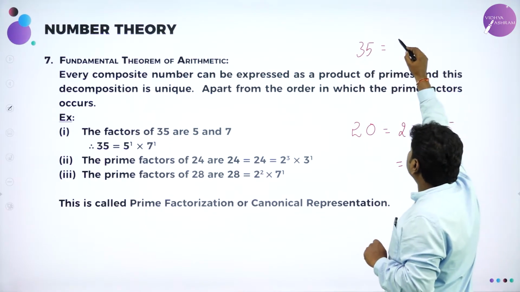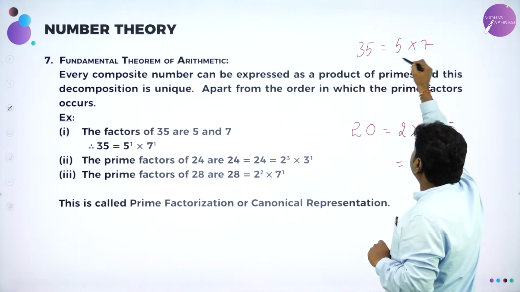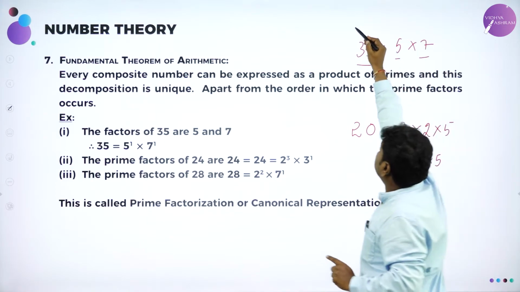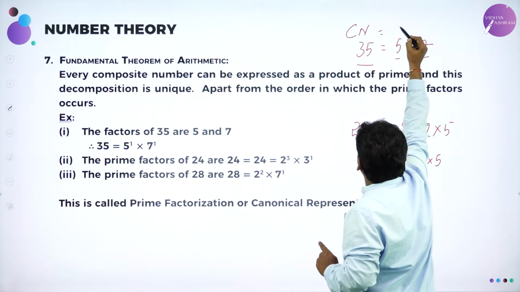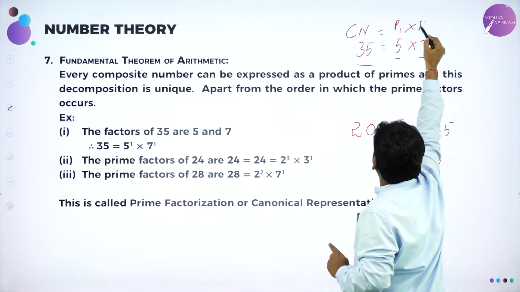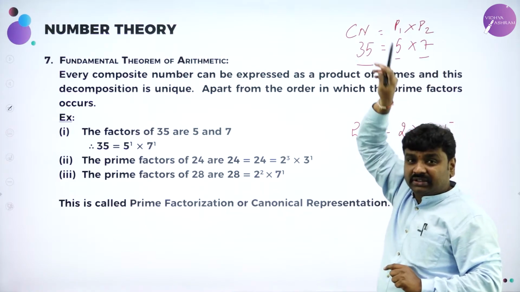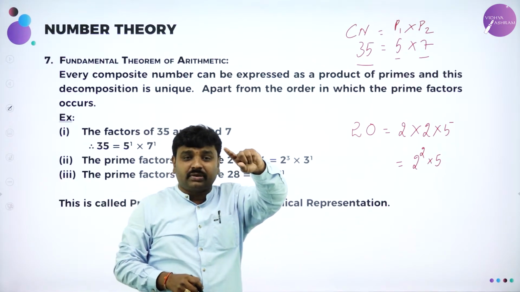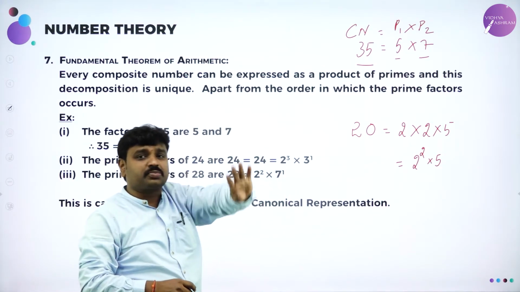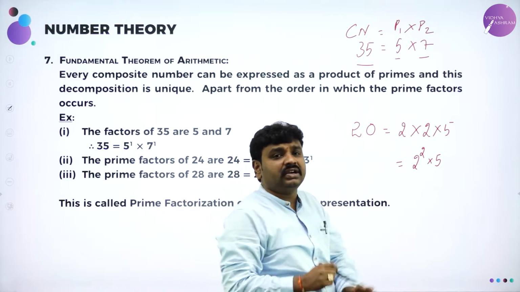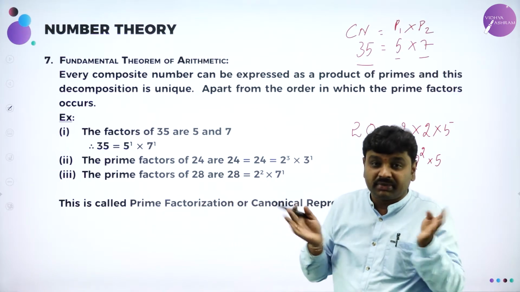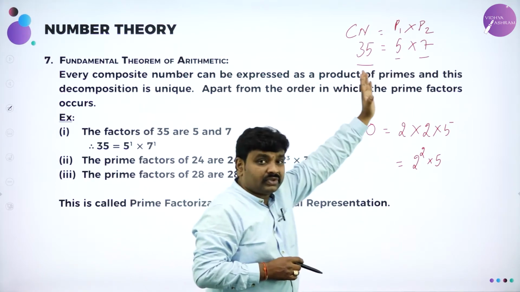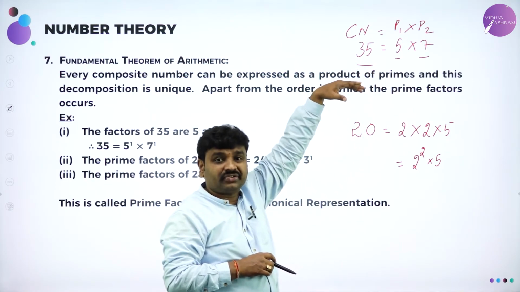Can I write it as 5 into 7? What is 5? Prime number. What is 7? Prime number. What is 35? Composite number. This composite number, I am writing as a product of prime numbers: P1, the first prime number 5, P2, the second prime number 7. So any composite number can be expressed as a product of primes, and their decomposition is unique. Means the splitting, you will get only one form, and you cannot have more than this.